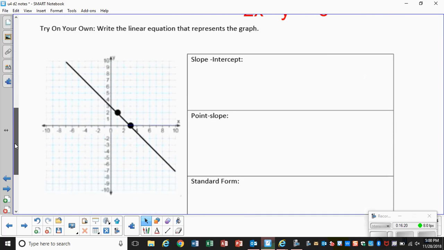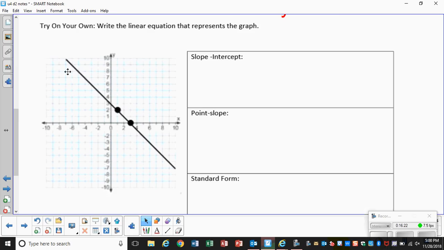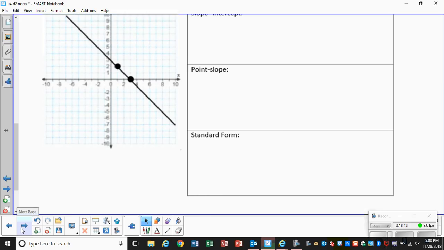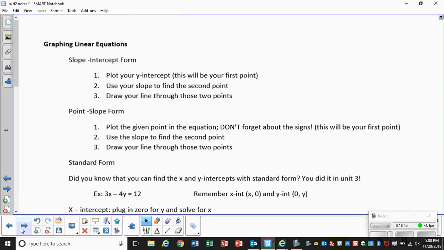So the next part for try on your own is I've given you a line. I've already mapped out the points I want you to use because this one also is kind of funky. So please use those 2 points. I don't care which one you use to find your point slope form or to find your y-intercept or anything like that. But please use those 2 points rather than any other ones because I don't know about the other ones. Okay?